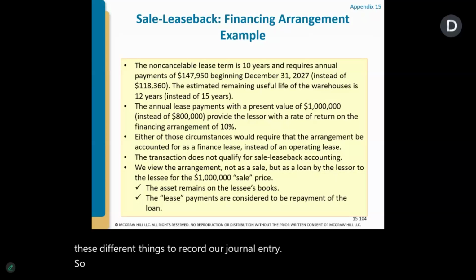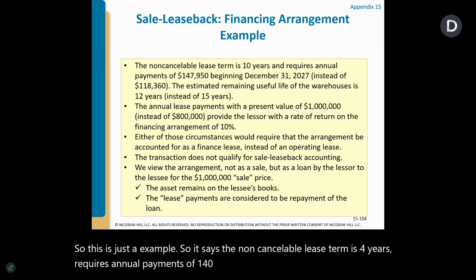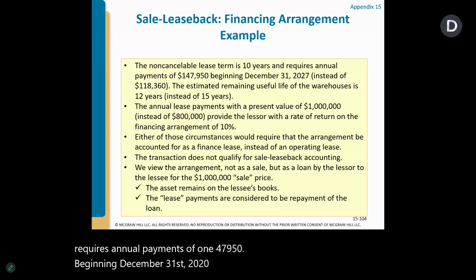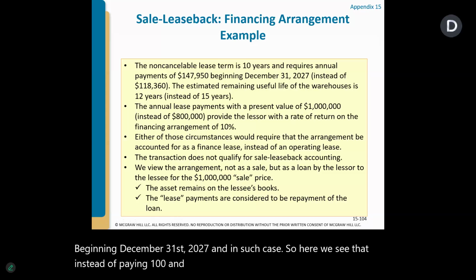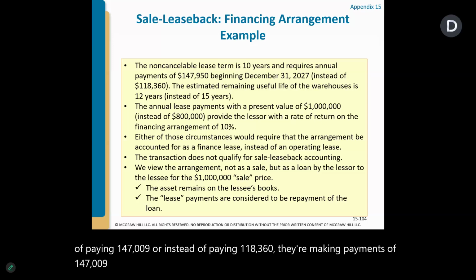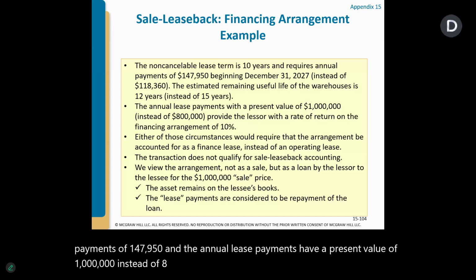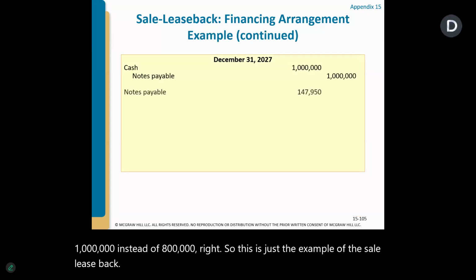So this is just an example. It says the non-cancelable lease term is 4 years, requires annual payments of $147,950, beginning December 31st, 2027. And in such case, here we see that instead of paying $118,360, they're making payments of $147,950. And the annual lease payments have a present value of $1 million instead of $800,000, right? So this is just the example of the sale leaseback and an example of the arrangement.